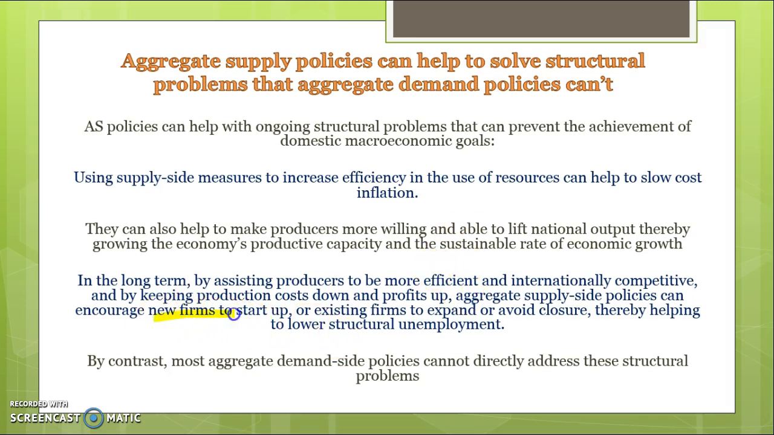They can encourage new firms to start up or existing firms to expand or avoid closure, and therefore help reduce structural unemployment. So basically, by targeting structural problems in the economy, they should be able to solve long-term issues rather than just the sort of quick fix approach that demand policies sometimes achieve. That can lead to, again, helping our economy to grow in the long term by addressing these structural unemployments. They can set us up to be more internationally competitive, to have lower cost structures, to encourage firms to expand, which will all help to reduce structural unemployment in the long term.